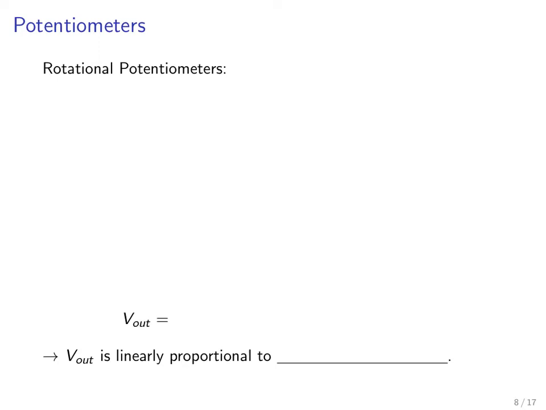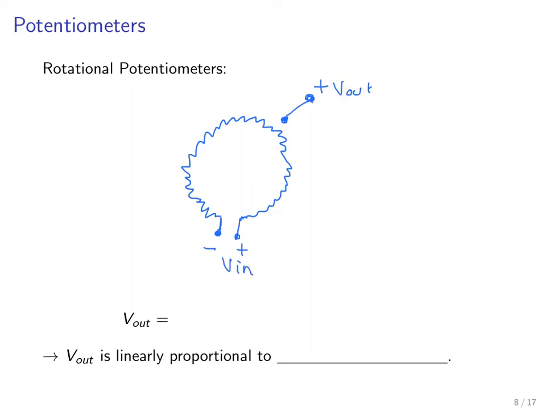Now let's also look at a rotational potentiometer. Let's say that we have this device. It's a circle of resistance. And let's say that we have a wiper sitting here, sampling our output voltage. And here's the negative voltage and positive voltage of Vin. And we'll say that Vout shares the same negative terminal as Vin, as per usual. So the wiper is at some position theta.